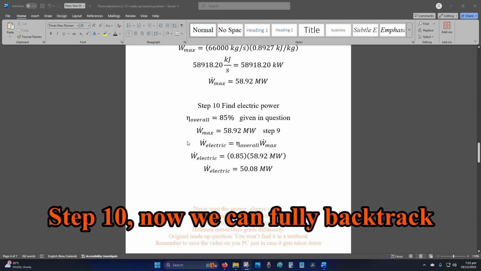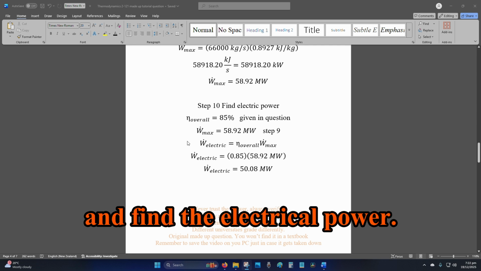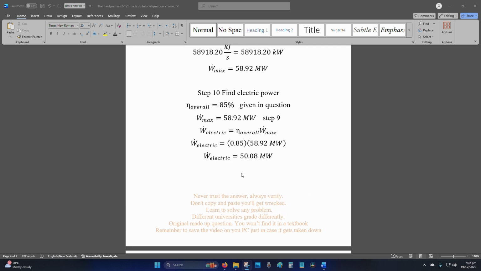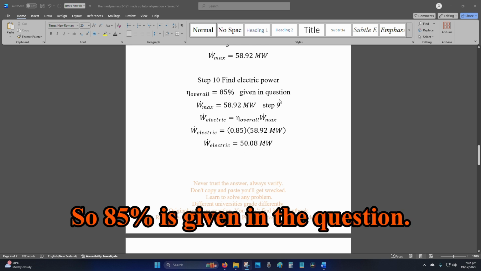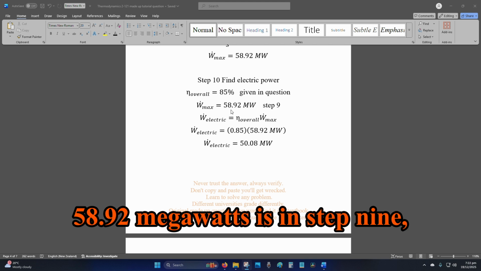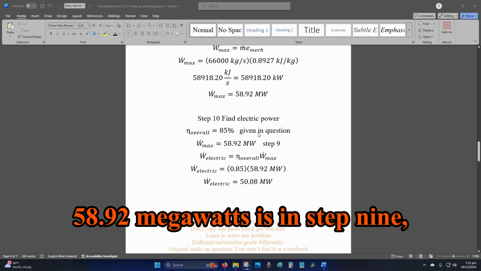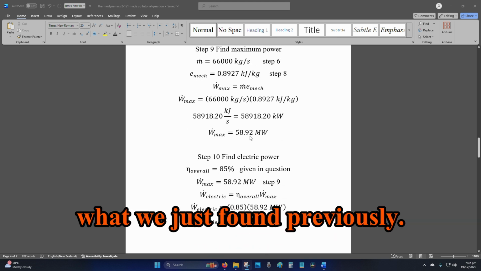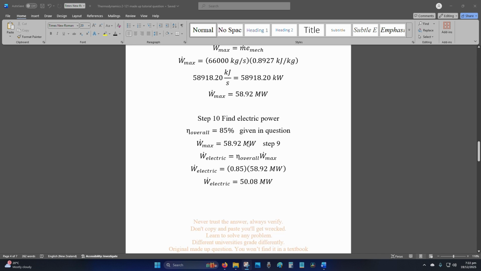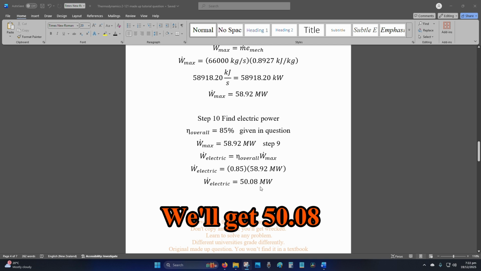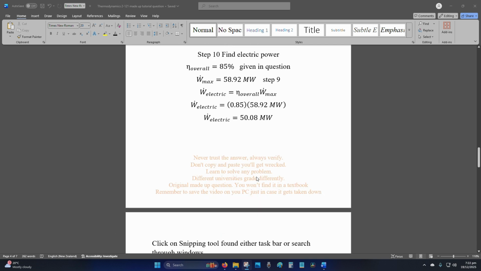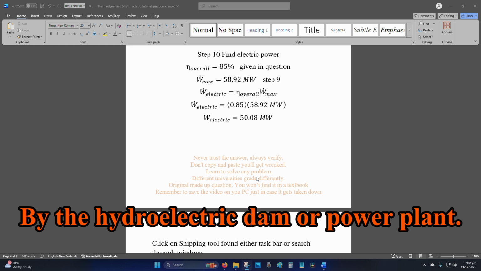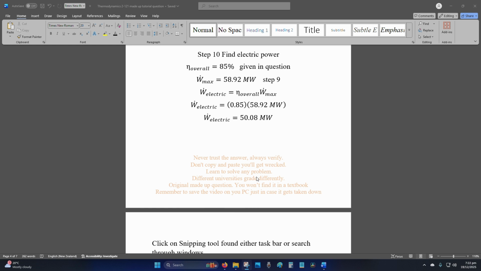Step 10, now we can fully backtrack and find the electrical power. And that will solve our question. So 85% is given in the question. 58.92 megawatts is in step 9, what we just found previously. So we multiply these together, we'll get 50.08 megawatts of power generated by the hydroelectric dam or power plant.